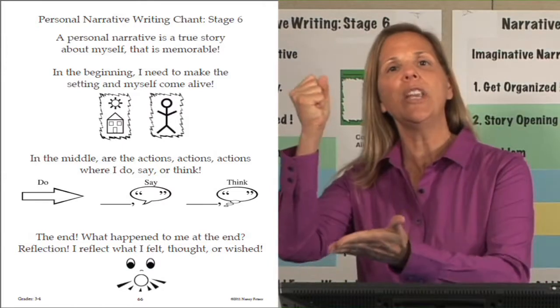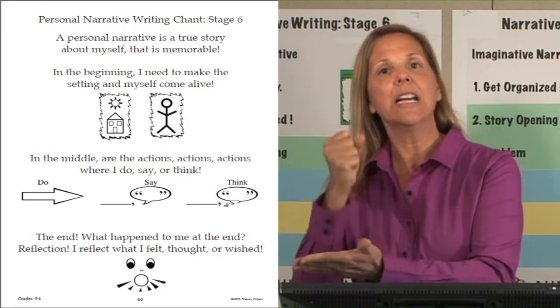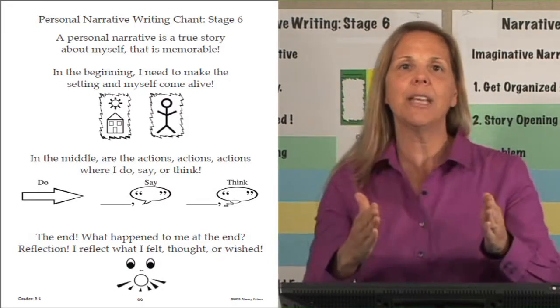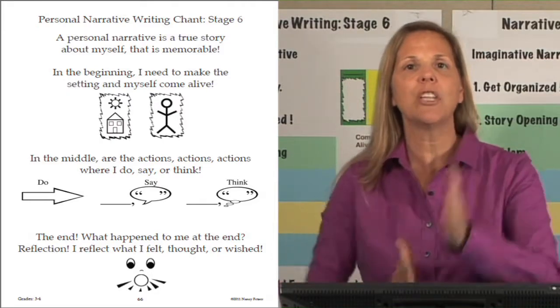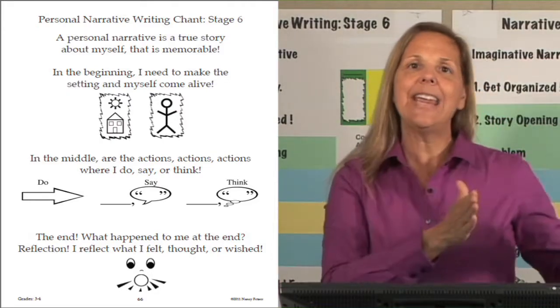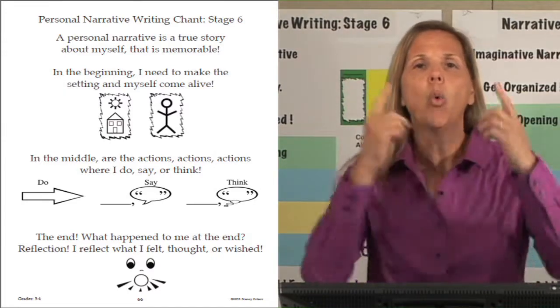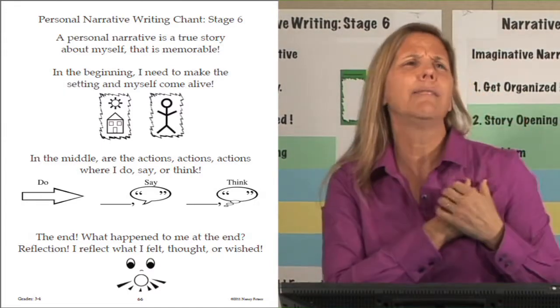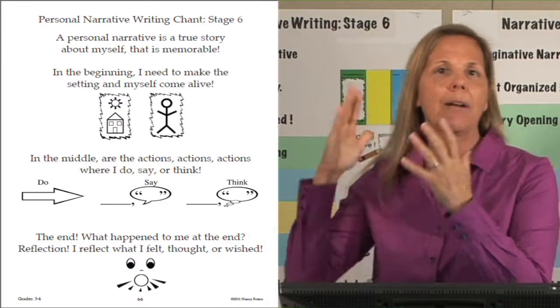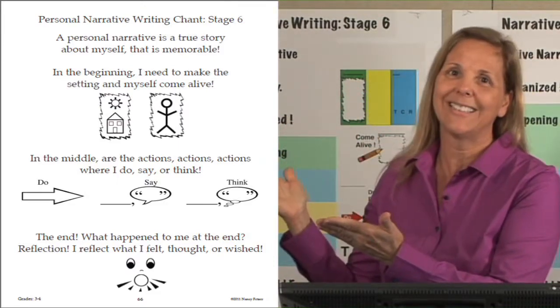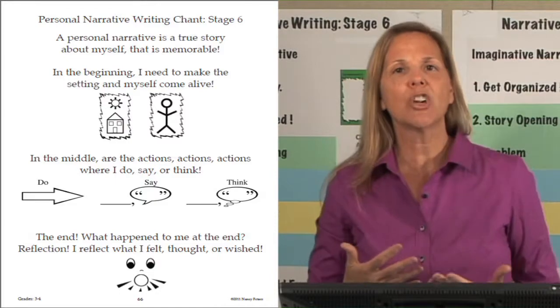In the beginning, we need to make myself and the setting come alive. In the middle are actions, actions, actions where we do, say, or think. The end. What happened to me at the end of the story? Reflection. What did I think? How did I feel? Or what did I wish after this experience happened to me? Those are all the parts of our story.